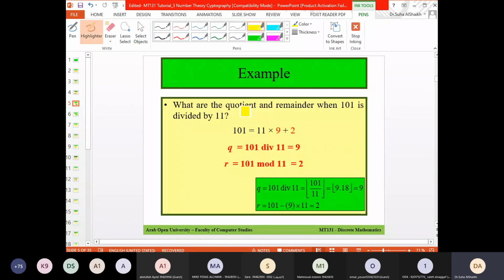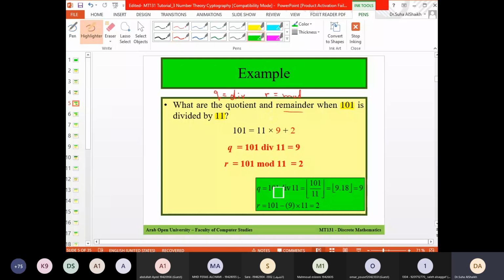Now we have an example, don't worry. We have an example now to show you how to find the quotient and how to find the remainder. Question: what is the quotient and what is the remainder when 101 is divided by 11? We agreed the quotient means I'm asking about the div. The remainder means I'm asking about what we call the mod. The div is the Q and the mod is the R. Okay?